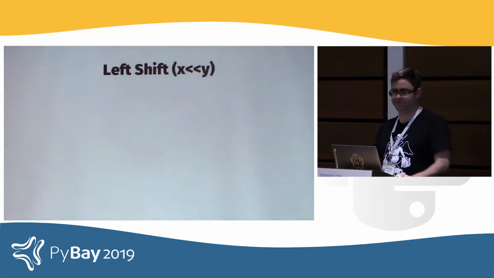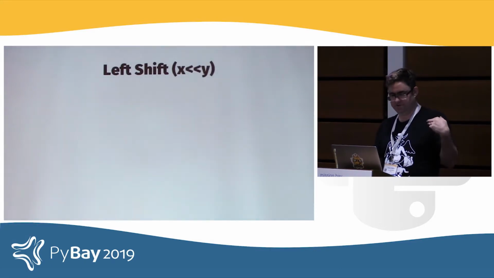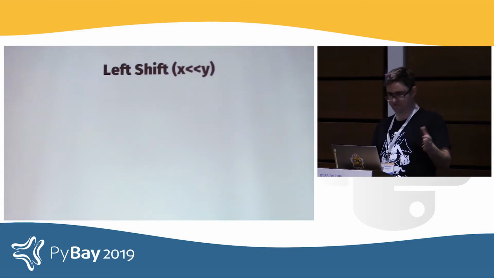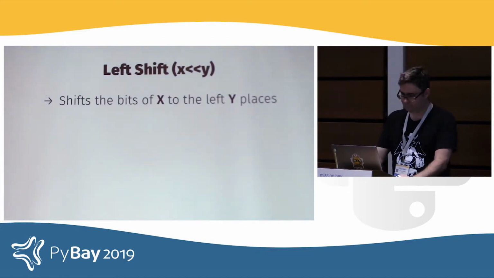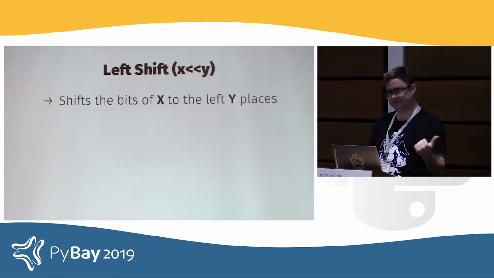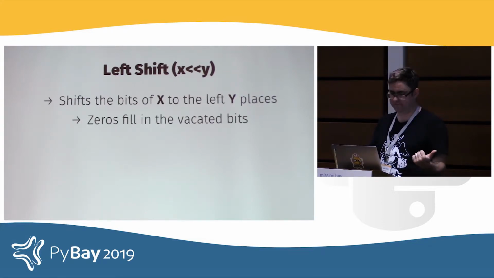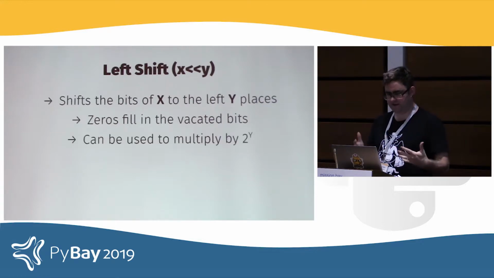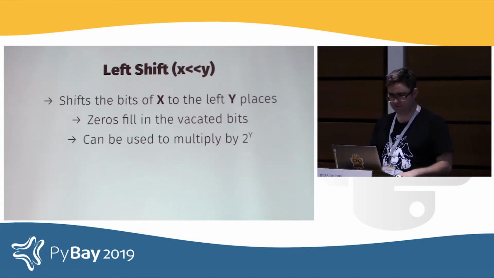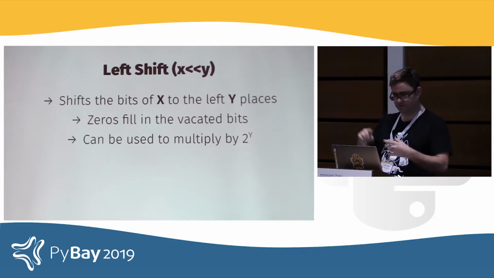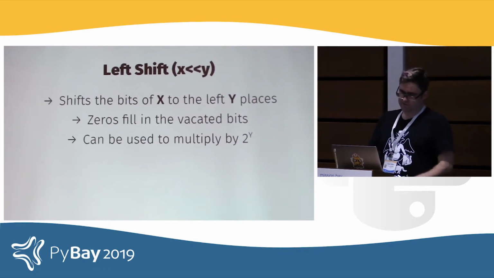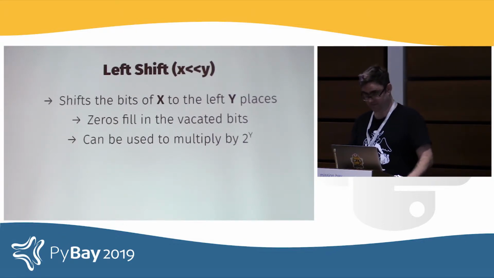Turns out there's other tools. Left shift. So left shifting X to the Y. What does it do? Shifts all the bits of X, Y places to the left. When you're shifting things over, you're vacating some space. Those get filled in with zeros. It can also be used to multiply by 2 to the Y, right? So if you add a 0 onto the end of your paycheck, you've increased it by 10 times and you will get fired.